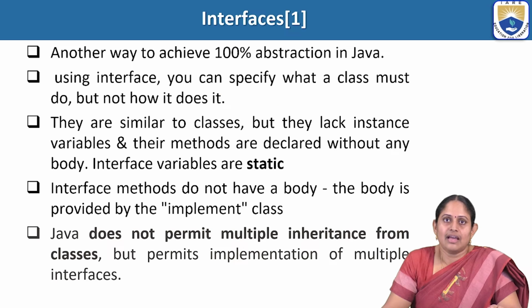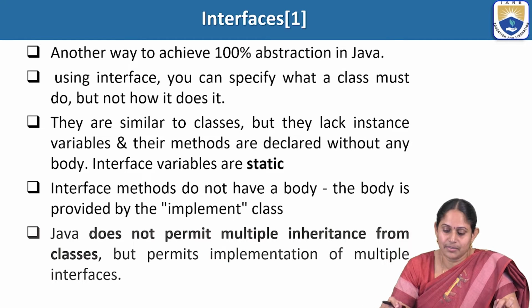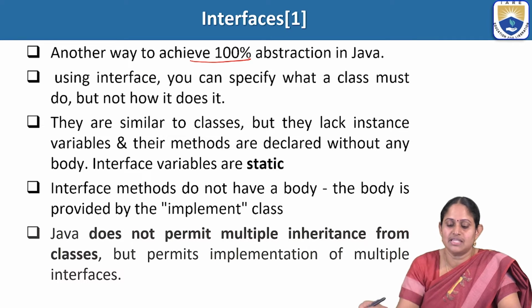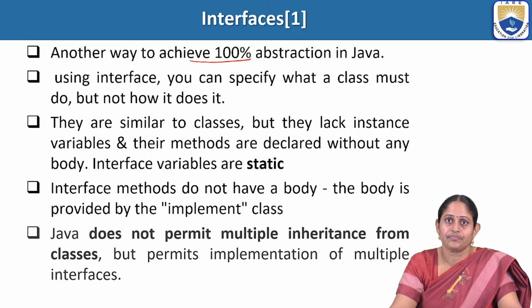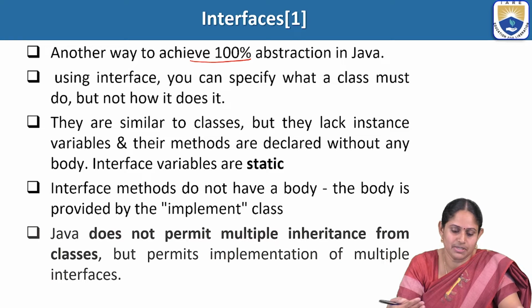So let's move on. In our previous video, we have seen achieving abstraction using abstract classes. Abstract classes were not providing complete abstraction. But using interfaces, we can achieve complete abstraction. We can achieve 100% abstraction using interfaces. In an interface, we will have abstract methods, and those abstract methods must be implemented by the class which is implementing that particular interface.